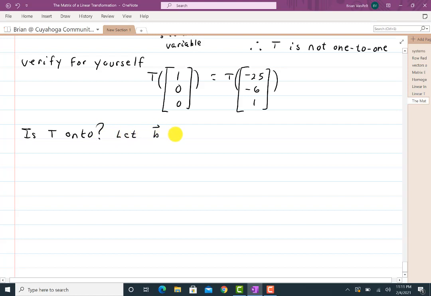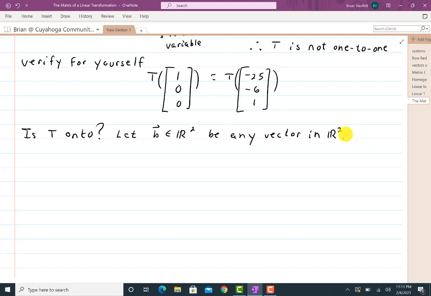Let b in R2 be any vector in R2. What I want to do here is show that something maps to that b, or that something doesn't map to that b. Well, let's see what happens. So once again, we are trying to figure out if this is true.